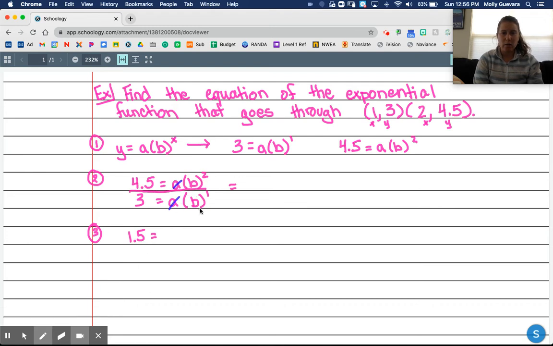And then b squared over b to the 1. Let's think. I have 2 b's on top, 1 on bottom. So 1 cancels, right? And I'm just left with 1 on top. So that'll be b to the 1. Well, b to the 1 is just b. So 1.5 equals b.